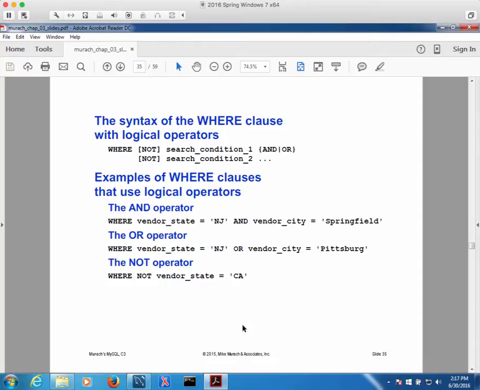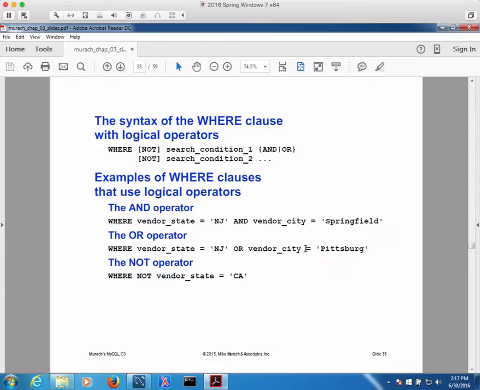Okay? So let's just look at this. The first example here uses the and, where vendor state equals New Jersey, or NJ, and vendor city equals Springfield. So those both have to be true for the entire expression to be true. That's how ands work. The or, where vendor state equals New Jersey or vendor city equals Pittsburgh, for that to be true, either one or the other has to be true, or both could be true.